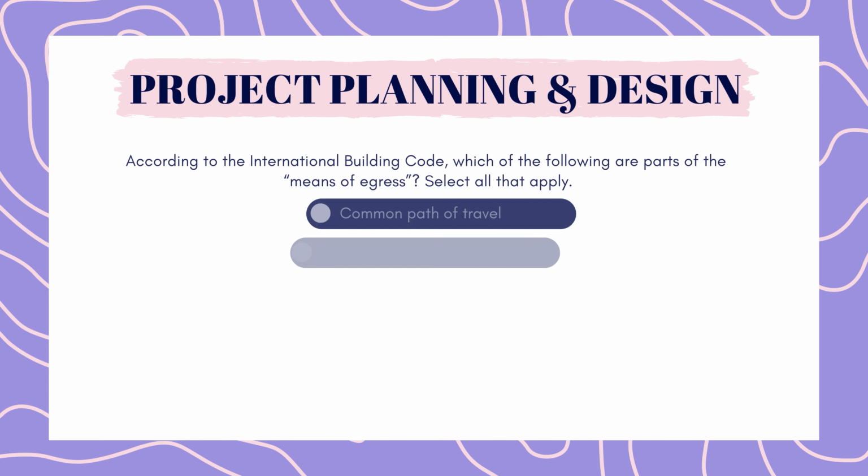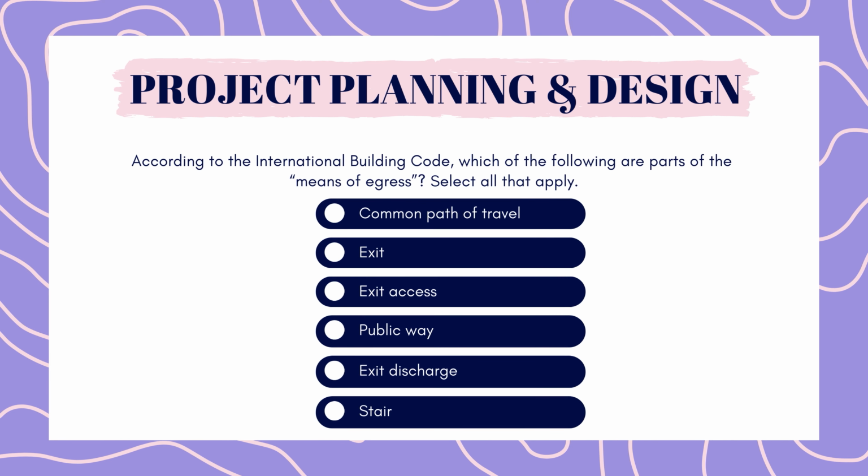And our question is, according to the International Building Code, which of the following are parts of the means of egress? Select 3 that apply. Common path of travel, exit, exit access, public way, exit discharge, or stair. Pause here to answer.